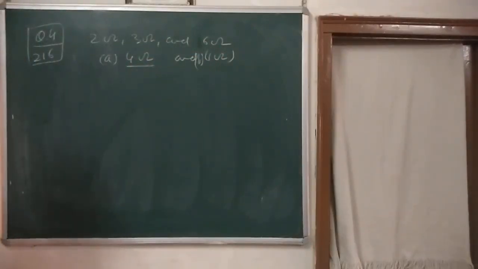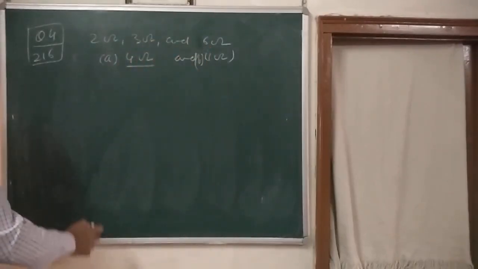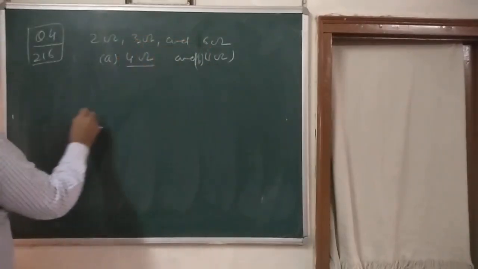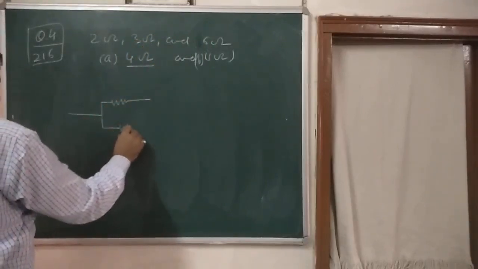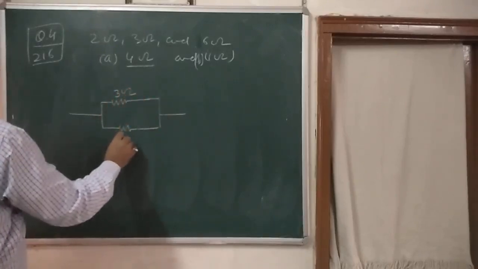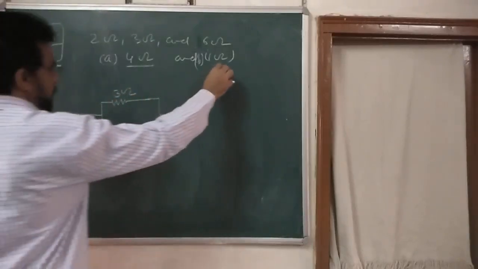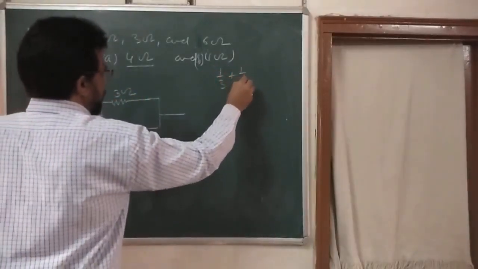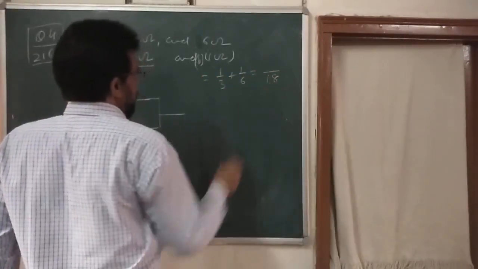So first think of it. So dear children, what I am doing here, I am having 3 resistors, 2 ohm, 3 ohm and 6 ohm. So if I put 3 ohm and 6 ohm parallel, say in this manner, and get the result. When 3 ohm and 6 ohm are connected in parallel, 1 by 3 plus 1 by 6, LCM is 18.